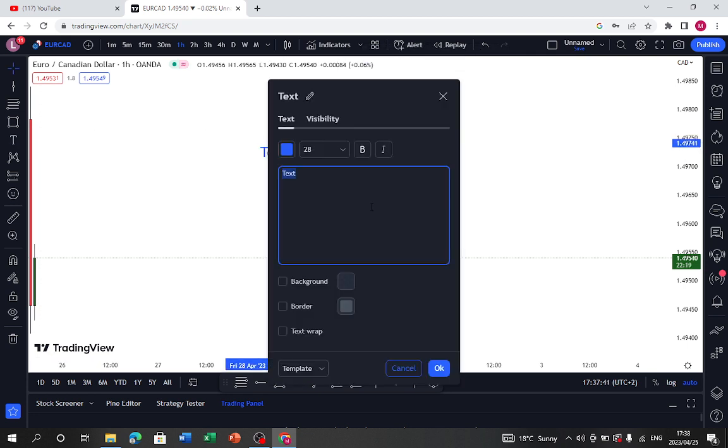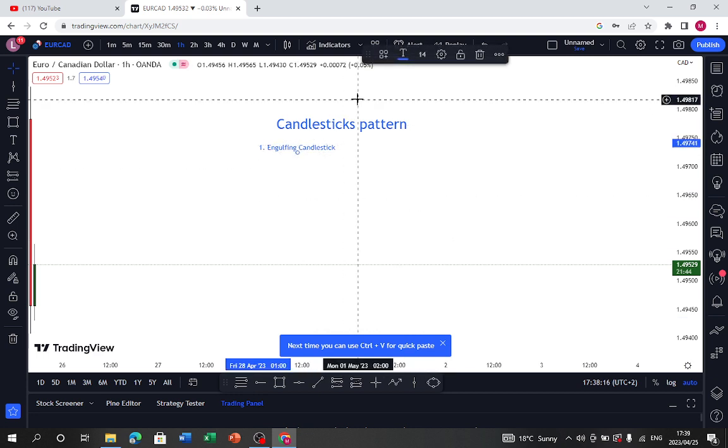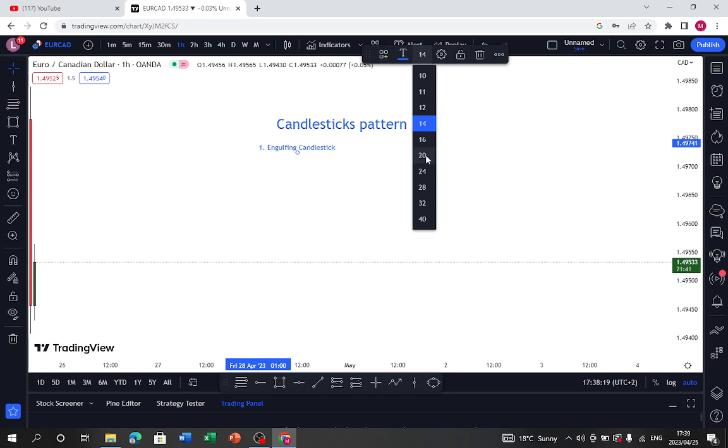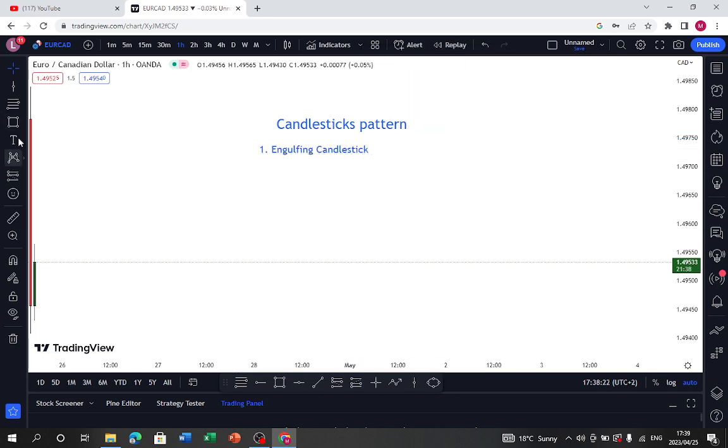We're firstly gonna talk about how these candlesticks are a way in which you can enter the market at certain levels, right? Okay, let's do this. We're gonna talk about an engulfing candlestick, right? So number one, it's an engulfing candlestick.